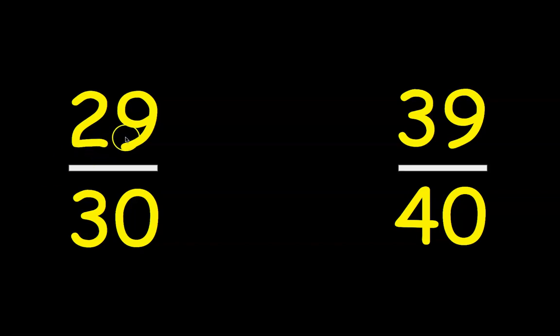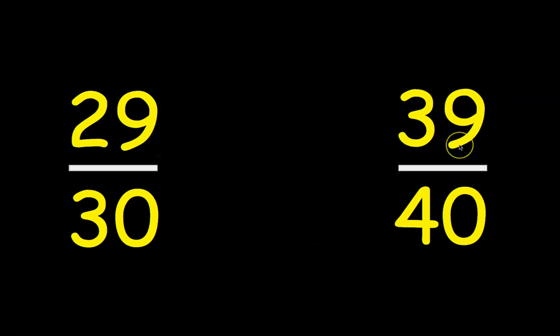Right, very close to the whole pizza. I cut my pizza into 30 pieces, I ate 29. I cut my pizza into 40 pieces, I ate 39. How many slices do I have to eat to get the whole pizza here? I have to eat one more slice, which is a 30th. So to get this pizza to 1, I have to add 1/30.